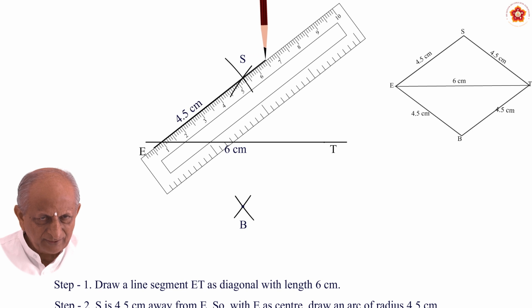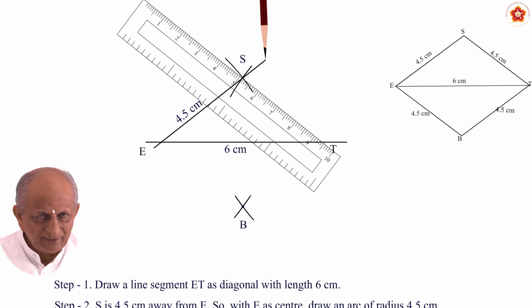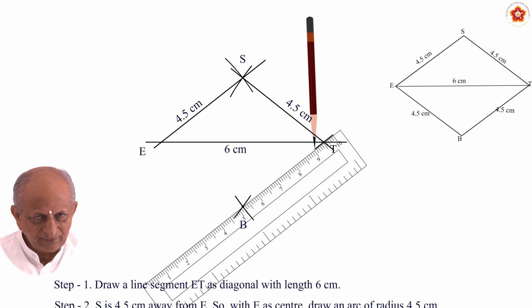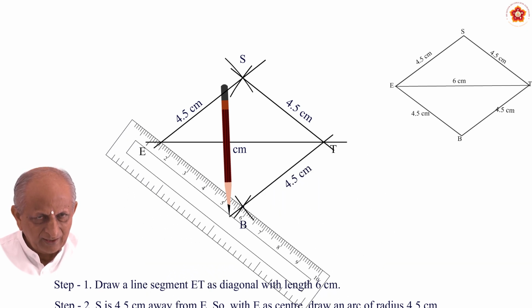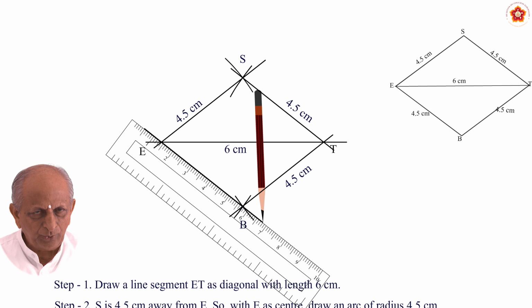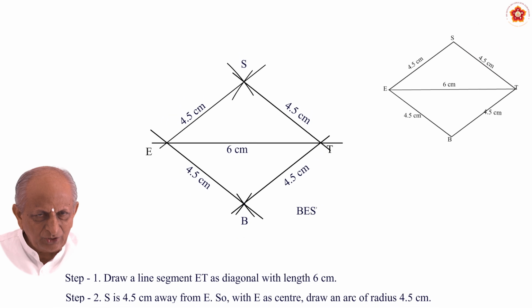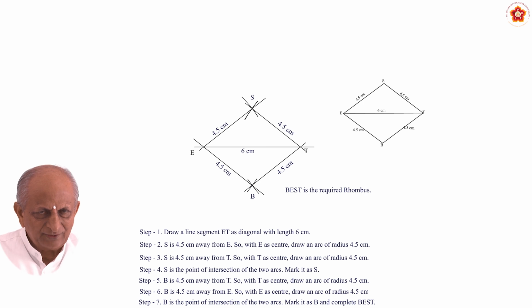What is the property of rhombus? All the sides are equal. Name the sides. ES 4.5. Second side ST 4.5. Third side BT again 4.5. Only change is the diagonal. And lastly BE, that is also 4.5. So you get a beautiful rhombus. Very simple question. I think all of you understood. Very good. You are best students. You get a best rhombus, right?